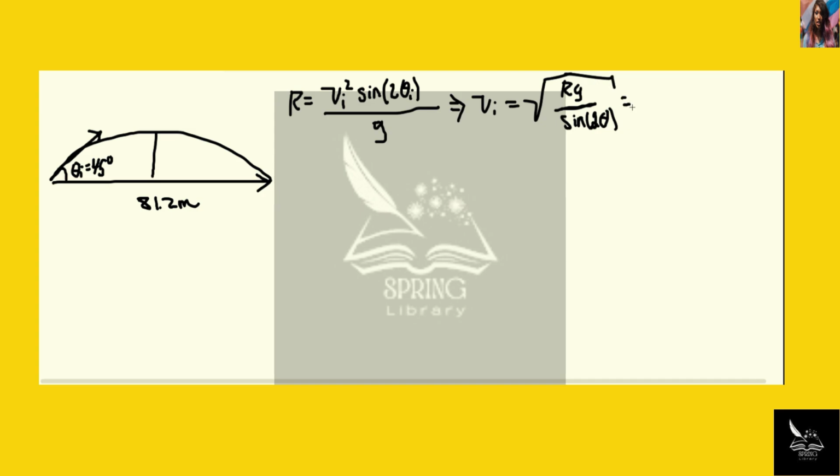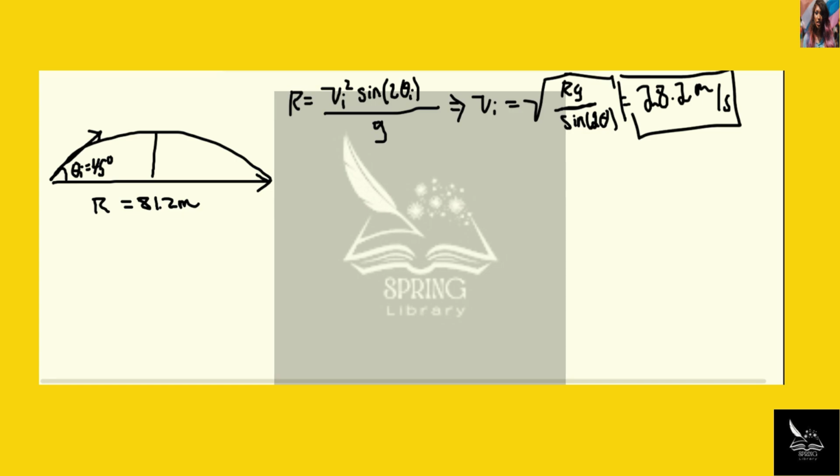And you plug in the information you have here. R being the 81.2, that's what the R is equal to, and then G being the 9.81, and theta being the 45 degrees. And you plug that in, and you're looking at 28.2. Excellent, 28.2 meters per second. That's your initial velocity.